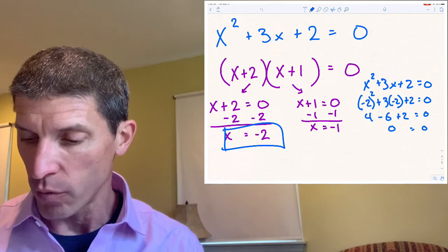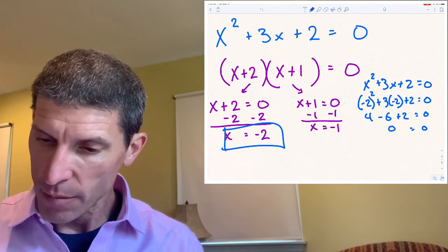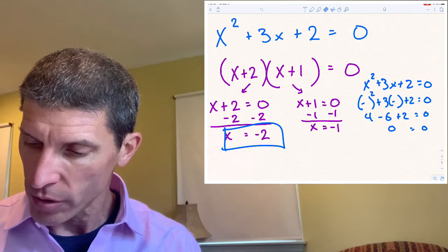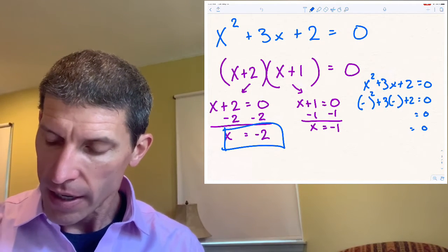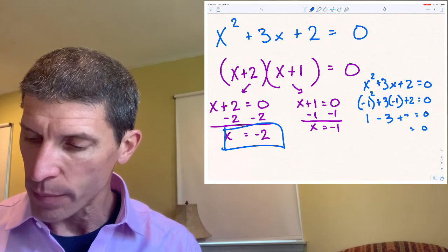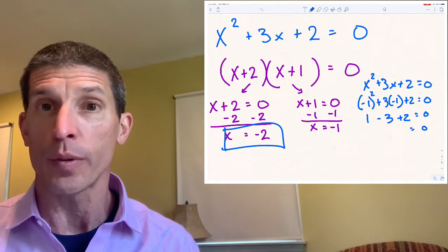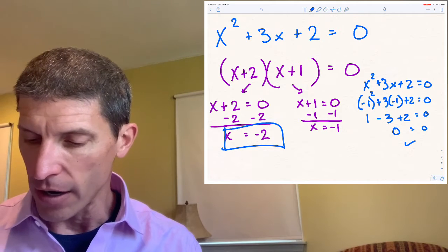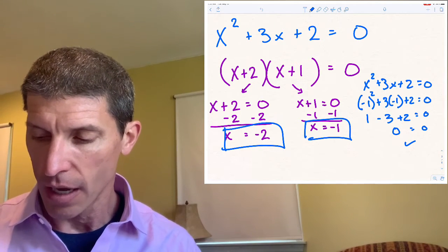Now let's try the -1. Because I have an iPad here, I'm going to do a little bit of deleting and put a -1 in there. And I'm going to get +1 minus 3 plus 2. That's going to be -2 plus 2. That's going to be 0. And that also works. So not surprisingly, they both work.